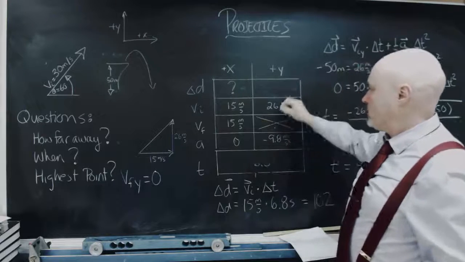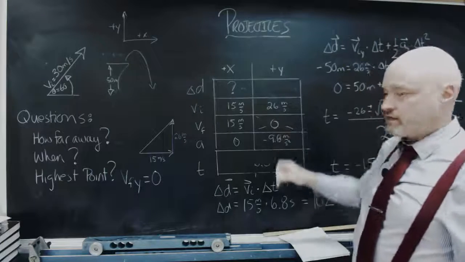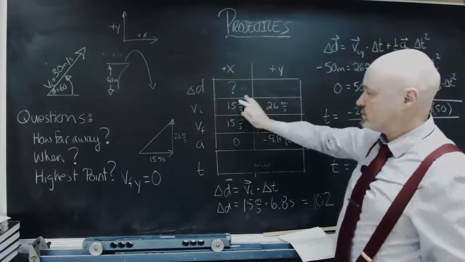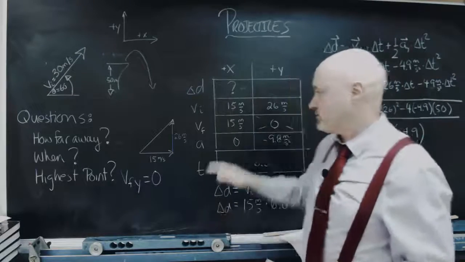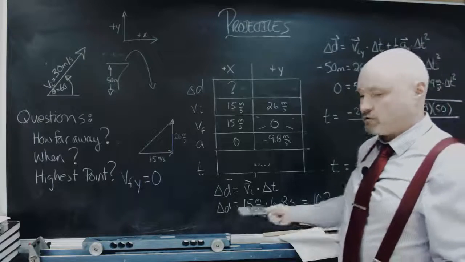Okay, so just fill in the table. Make sure you're breaking it up into the two components. Just remember the vertical component is different than the horizontal component. Pull out all of the given and implieds for each one and select which one of those equations you think is going to work.